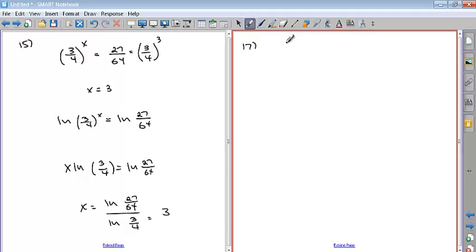Okay, 17. The natural log of x minus the natural log of 2 equals 0. So what could we do here? Well, you could do it a couple of ways. You could use the property of logarithms to say the natural log of x over 2 is equal to 0.